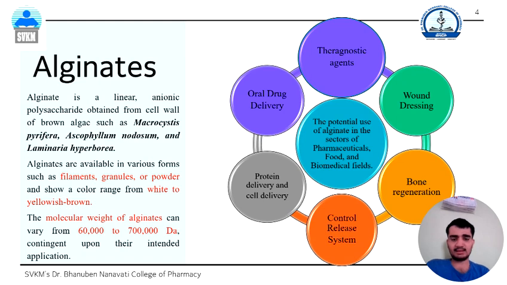These are the applications of alginate. It may be used in therapy as well as a diagnostic agent, in drug delivery, wound healing, wound dressing, bone regeneration, controlled protein delivery and cell delivery, and oral drug delivery.